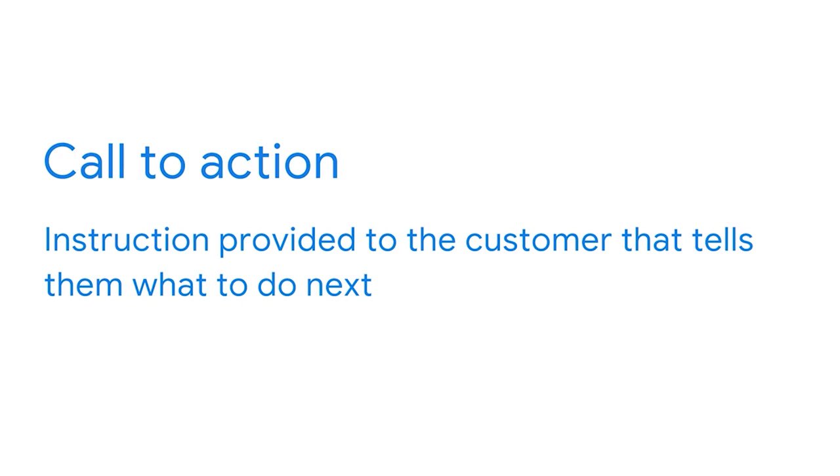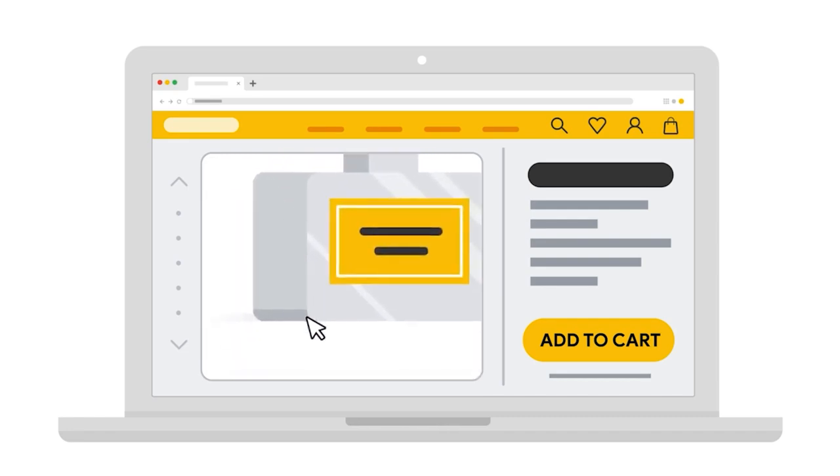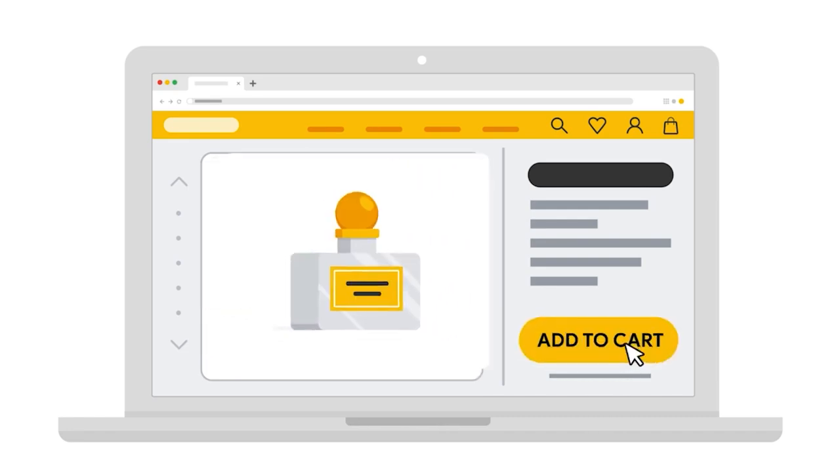When a customer visits a website, you want them to take a certain action, such as buying a product or signing up for an email list. A call to action is the instruction provided to the customer that tells them what to do next. For example, a call to action could be the Add to Cart button on a product page. Or it could be a link that says, sign up for email on the website's homepage.